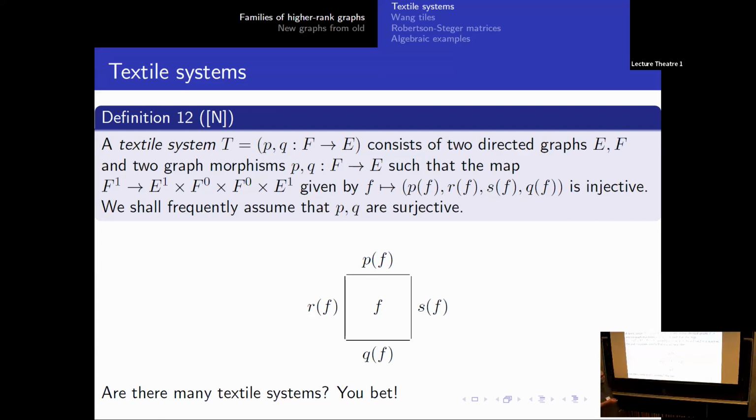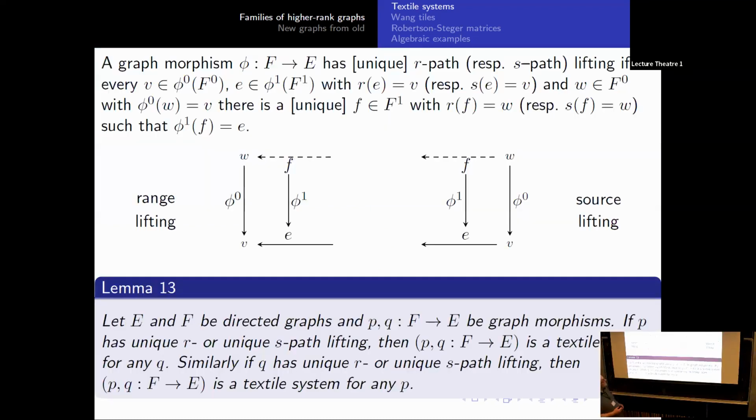Are there many textile systems? Of course there are. Textile systems completely determine all possible shifts of finite type in 2 dimensions. So this is pretty general. It's going to be much more general than K-graphs. And so if you're in the business of trying to push the boundary of K-graphs, here's a way of doing it, but yet not losing control of your category.